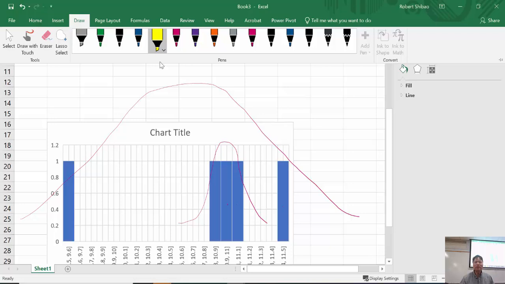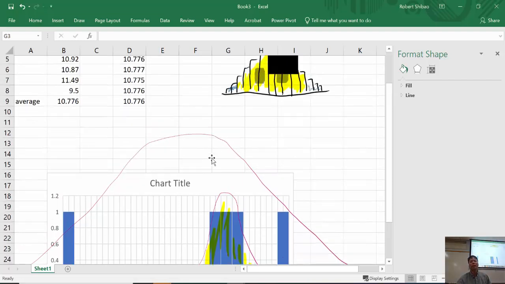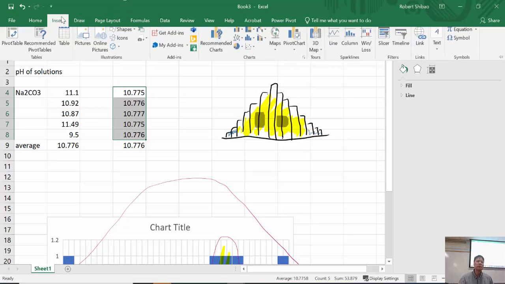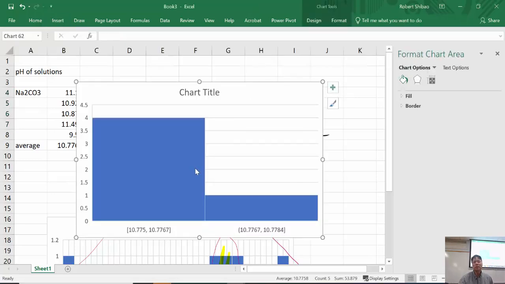So for example, if the data are very tight, like we see here, we're going to have a different level of confidence. So this is a very tight set of data here. Let's go ahead and plot this one out. So I'm going to just insert a histogram.